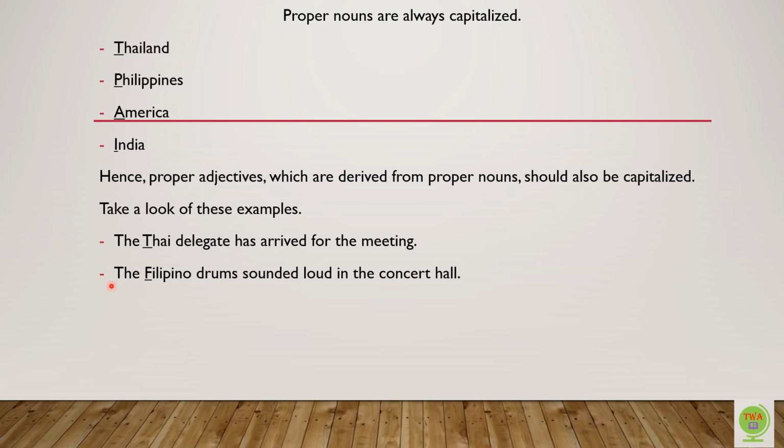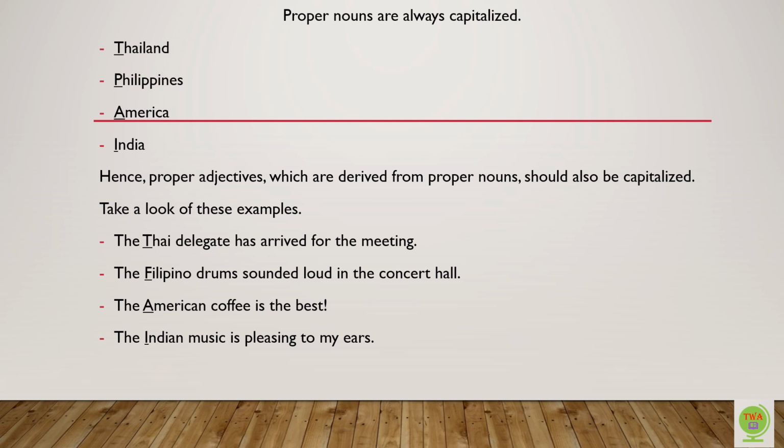Filipino drums sounded loud in the concert. Okay, next we have America. American coffee is the best. And India, the Indian music is pleasing to my ears.